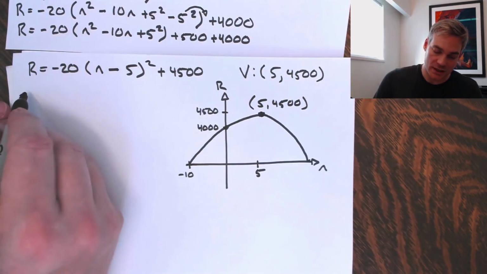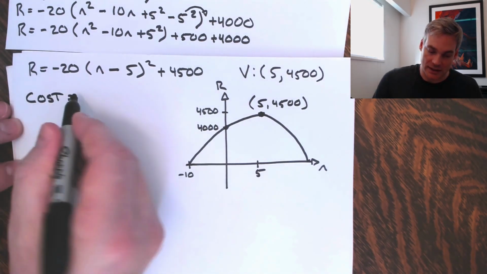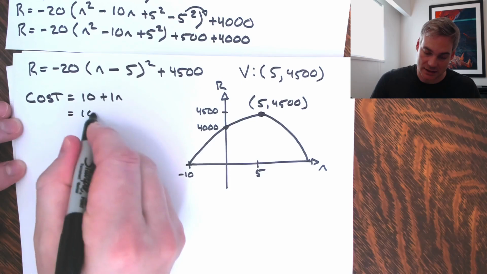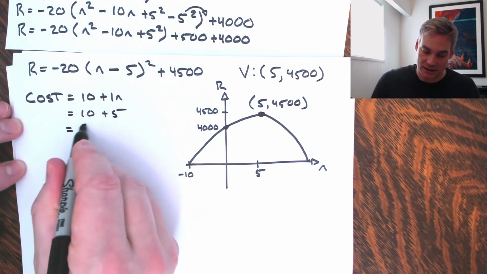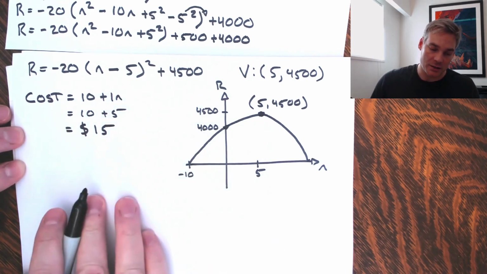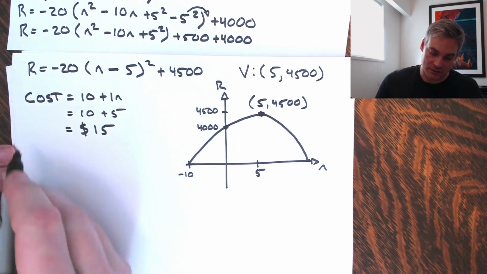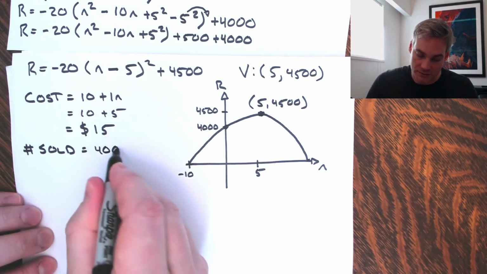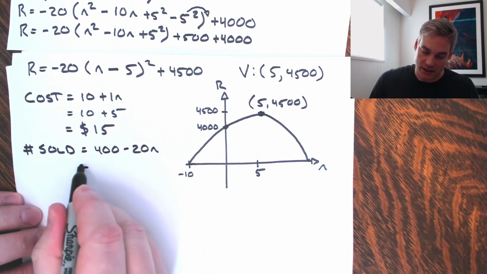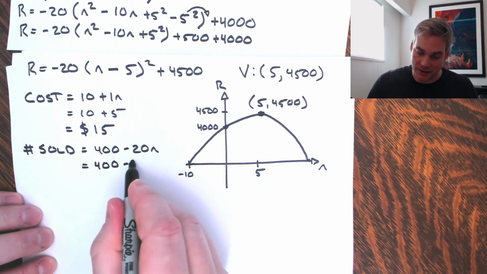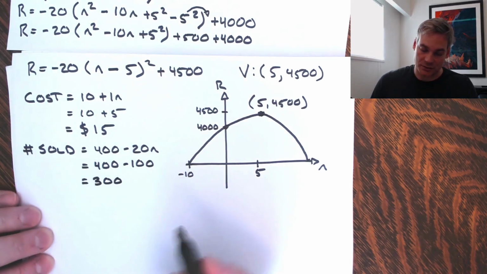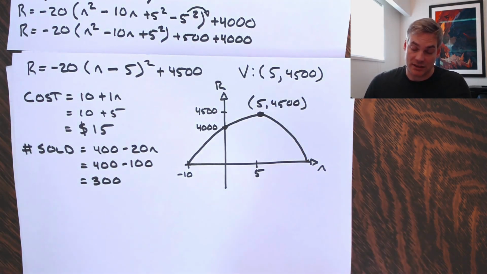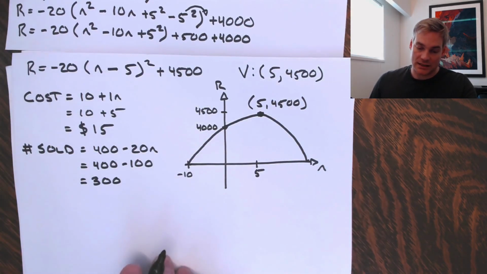And what this shows us is we will have a maximum revenue of $4,500 when we increase the price by 5. So we go back to our cost, and we know that's 10 plus 1n, but now n is 5, so that is 10 plus 1 times 5, which is equal to $15. But we can also figure out how many we're going to sell. So the number sold is equal to 400 minus 20n, and n is 5, so that's 400 minus 20 times 5, which is 100, so it equals 300. So we sell 300 sandwiches. And this is actually kind of nice. We charge more, we make more money, and we sell fewer sandwiches. So that is how we would solve all this.